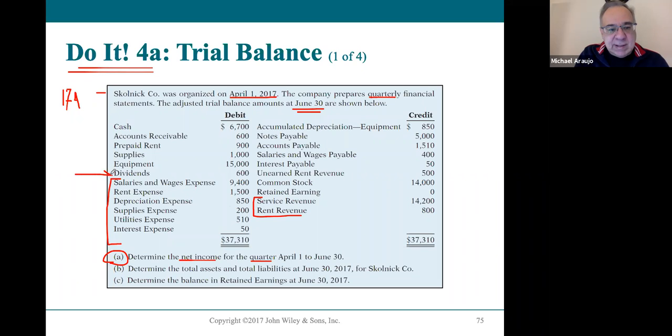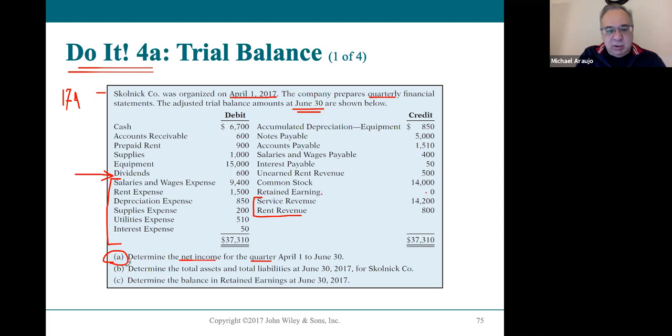The dividends information is given to you there. This particular company is brand new, so the beginning balance is 0. You would add the net income that you just calculated, subtract out the dividends, and you'd have your retained earnings balance.